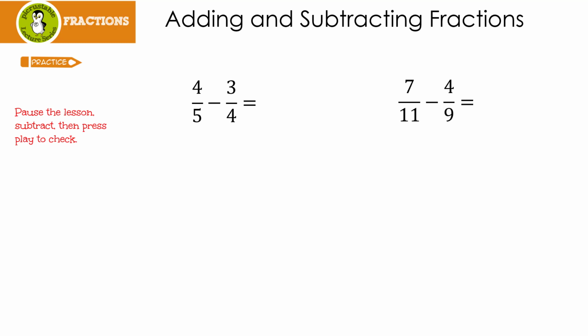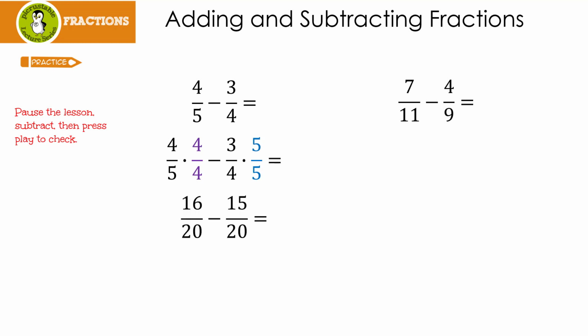In this one, I'm also going to do the horizontal method. All right, let's see how you did. The first thing that I did was multiply by each other's denominator. I have 4/5 times 4 over 4 minus 3/4 times 5 over 5. When I multiply, I get 16 over 20 minus 15 over 20. And we have a common denominator. How cool is that? 16 minus 15 is 1, and we keep the same denominator of 20. 1 over 20 doesn't reduce, so that's our answer.